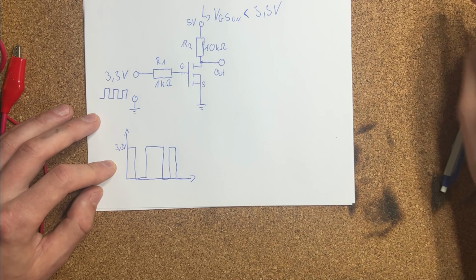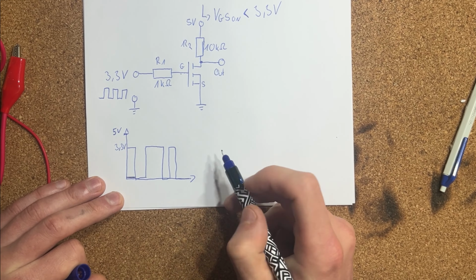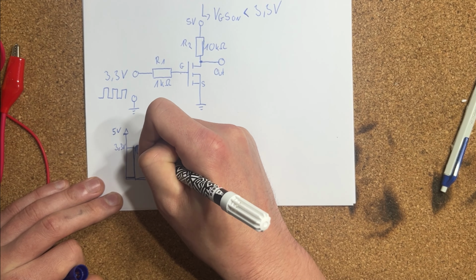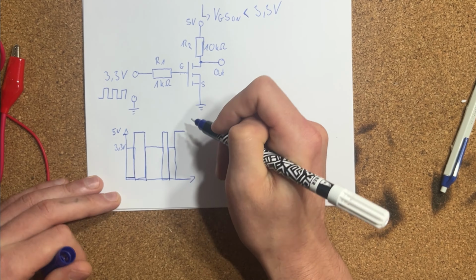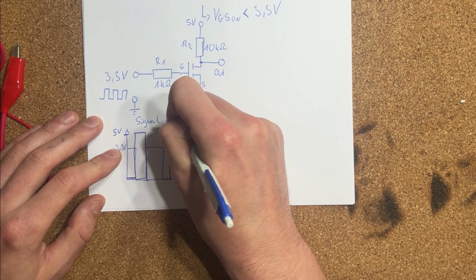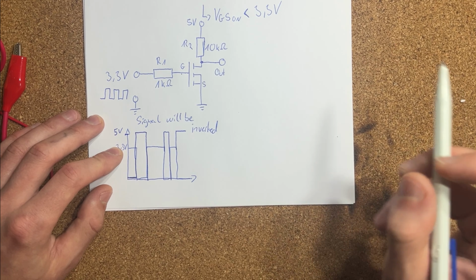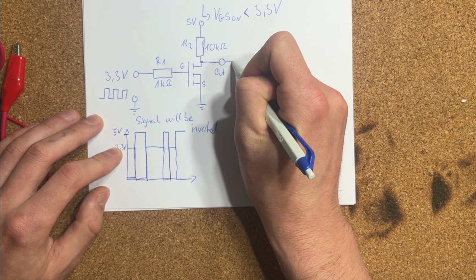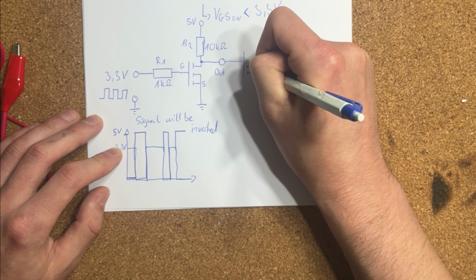When the ESP32 output is low, the MOSFET turns off. No current flows through the MOSFET, so the 10 kilo ohm pull-up resistor pulls the drain up to 5 volt. So the first stage converts the signal to 5 volt, but it also inverts it. Input high becomes output low, input low becomes output high.